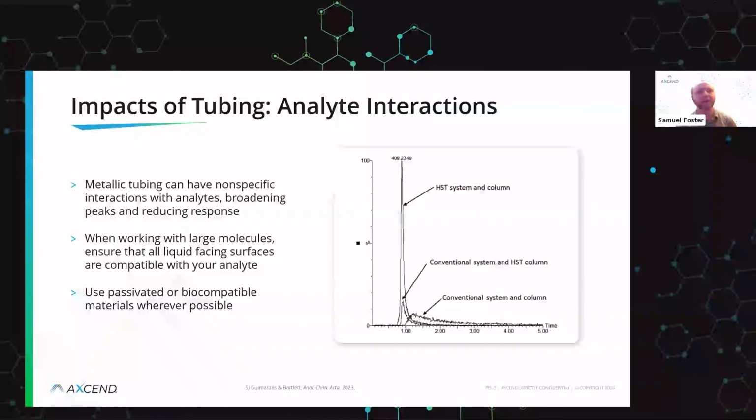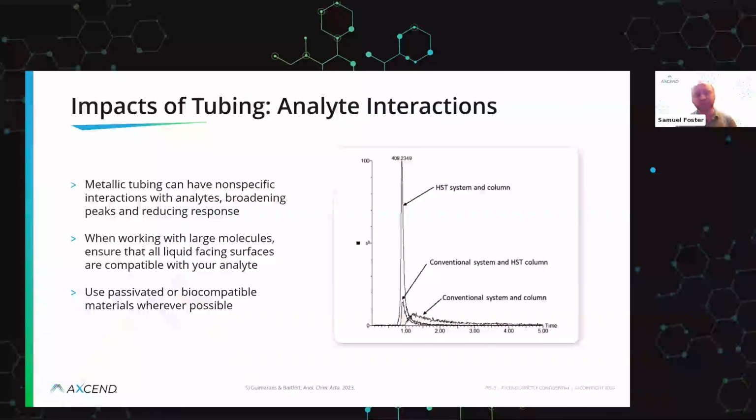The figure we see on the right is the difference between a stainless steel column and tubing, which you can see is low and extremely broad, then shifting to a surface modified system with a surface modified column. Again, you can see a very significant decrease in your overall intensity, but a little bit better tailing. And then if you have a fully compatible system and a fully compatible column, you see very, very low tailing and a dramatic increase in your overall signal.